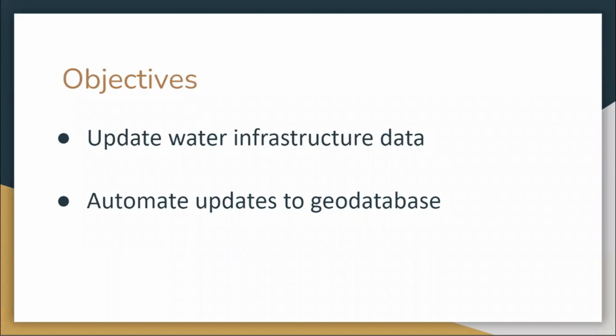Our primary objective for the project was to update the DEM's geodatabase of critical water infrastructure in the county. This includes feature layers for water distribution, sewers, and stormwater drains. Our secondary objective was to automate the geodatabase update to minimize maintenance time for the DEM going forward.